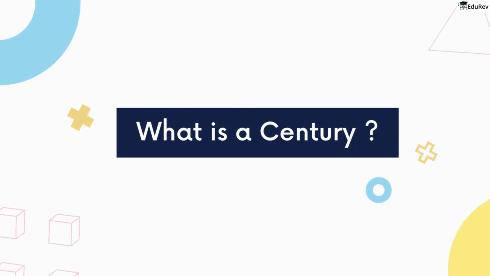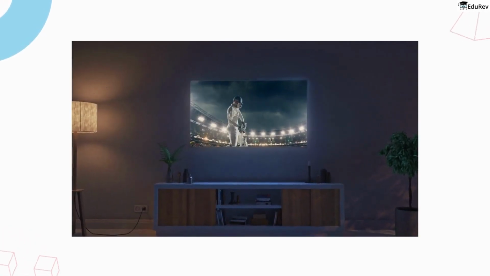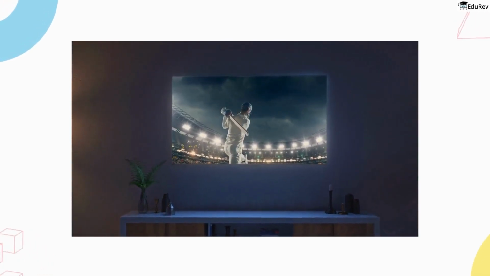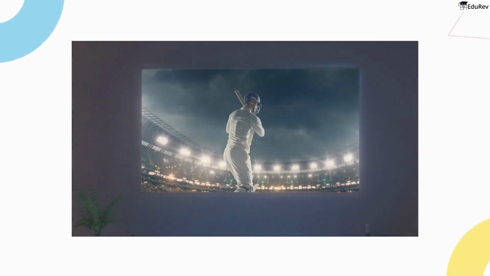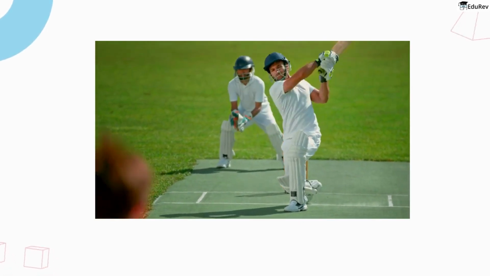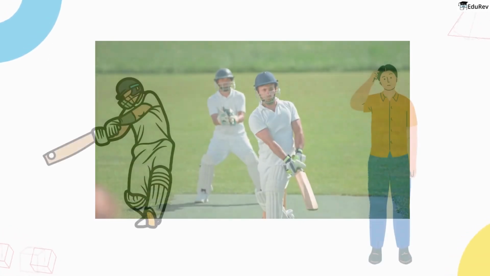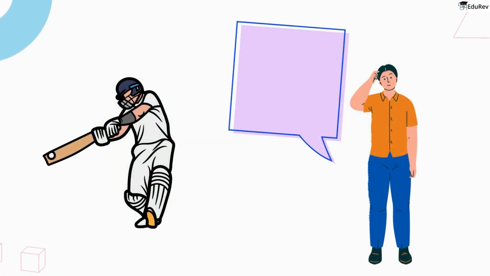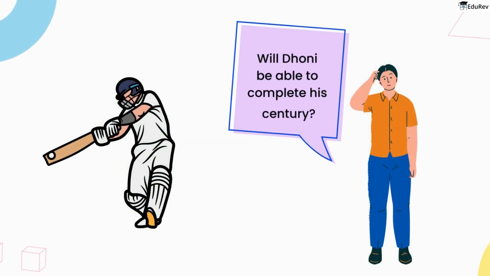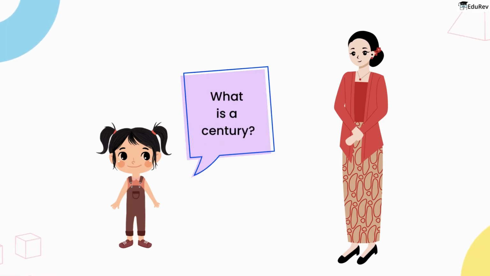Children, let's look at Ria, who is watching a cricket match on TV with her parents between India and South Africa. Dhoni is batting and has scored 96 runs till now. Only one more ball is left. Ria's dad, worried, says, "Will Dhoni be able to complete his century?" Ria, confused by her dad's statement, asks her mom what a century meant.